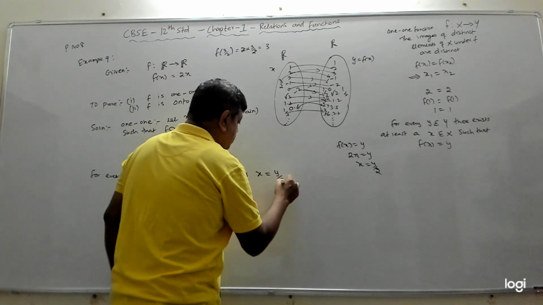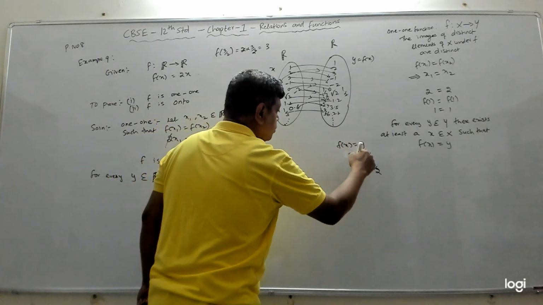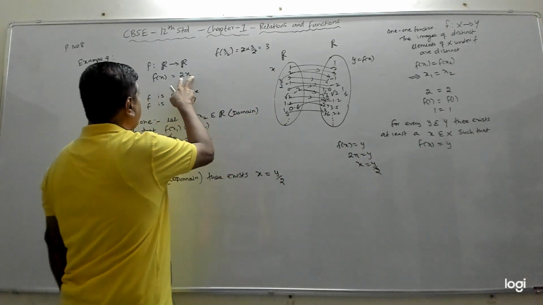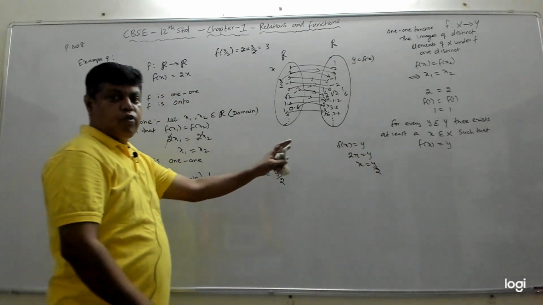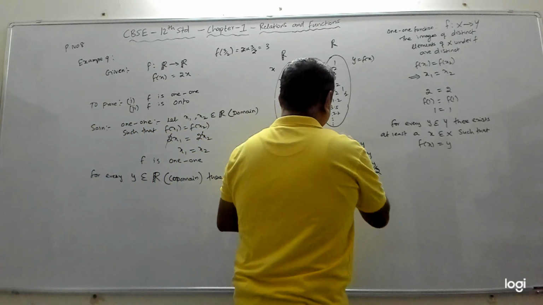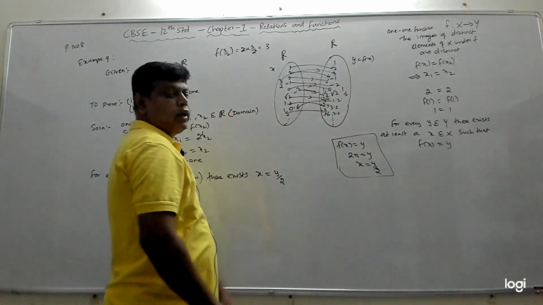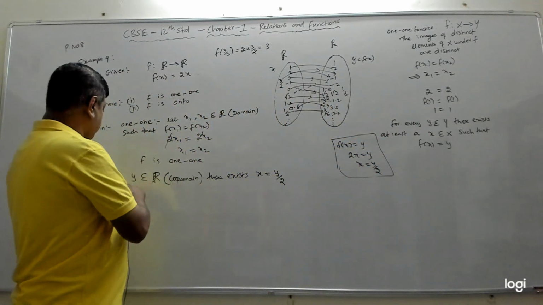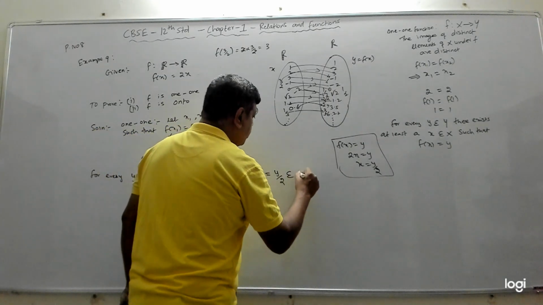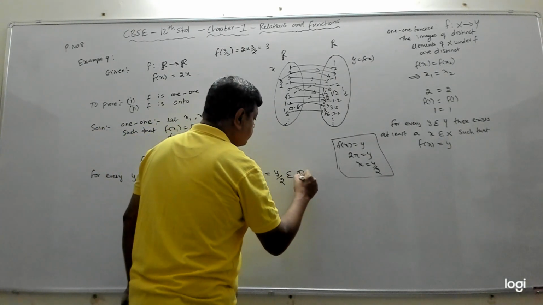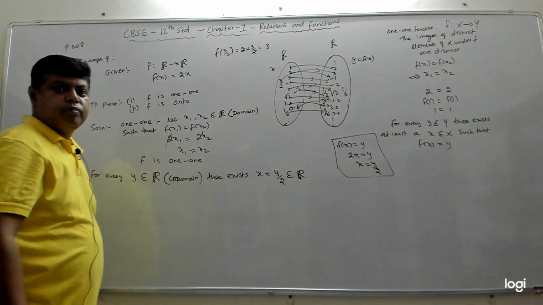So how do we get x equal to y by 2? By putting f of x equal to y, and f of x is 2x. You have to substitute and write x in terms of y. In the rough work you do this, and then you can find the x. So for every y belonging to R, there exists an x equal to y by 2, and this will also belong to R. That x should be in R.